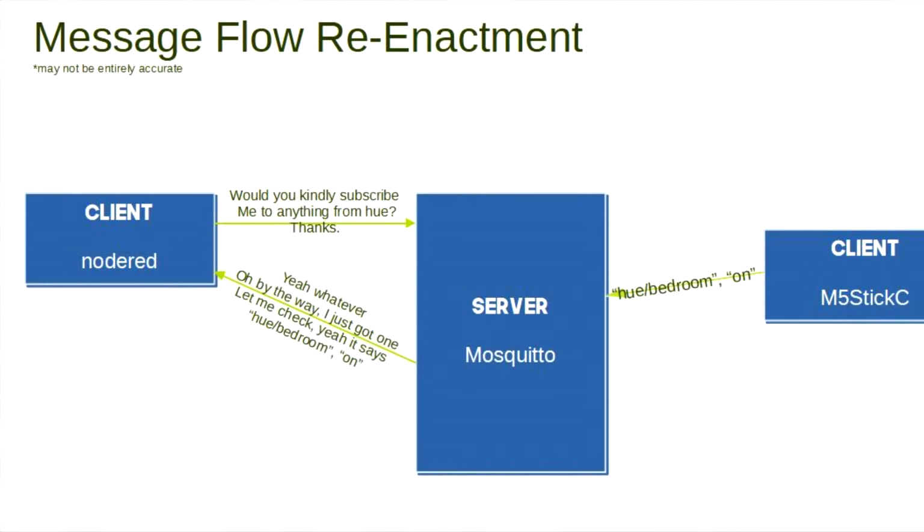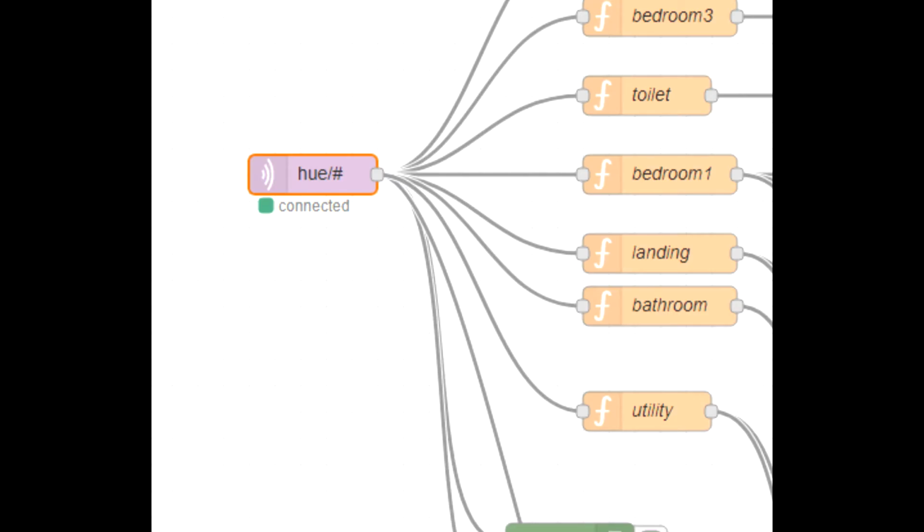Finally, though, there is some intricacy with the topic. You can use wildcards to subscribe to any level of detail. For example, I've got Node-RED here. I've subscribed to listen to any message that starts with hue. So I'm using hue/#, and that works as a wildcard to pick up any messages that start with hue.